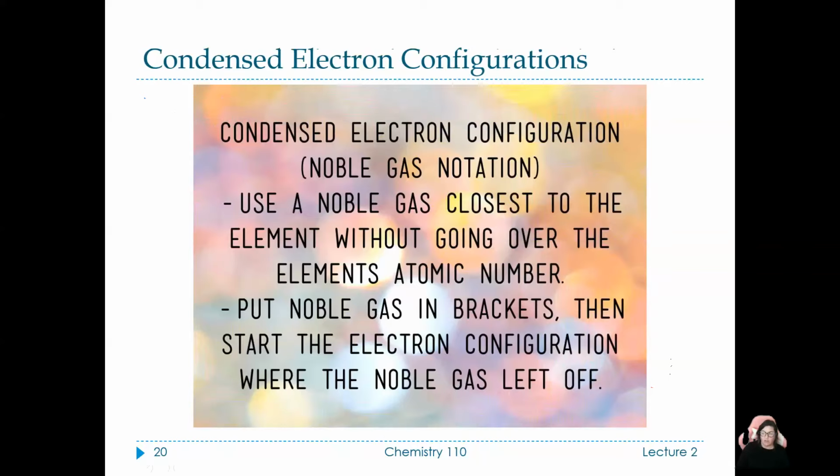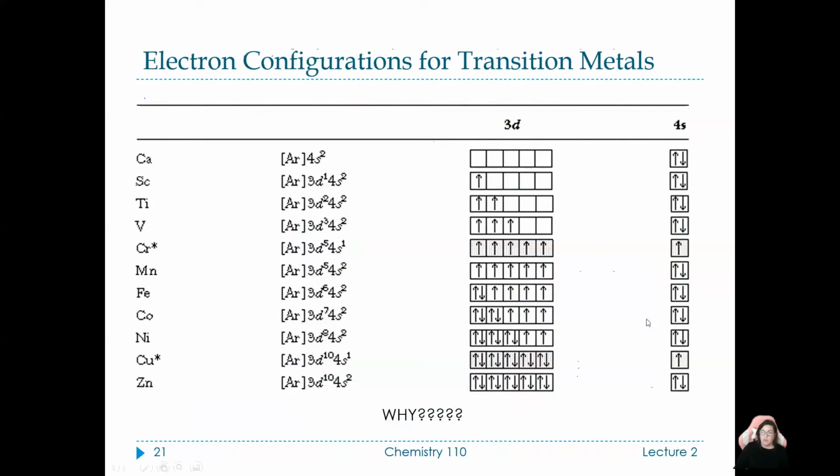Okay, awesome. What does that mean? Well, if we talk about calcium, calcium is in that fourth row, and its number is 20. So the nearest noble gas, the one before that, is argon. So we see we have the argon in brackets, and then we have 4s2. So nothing in the 3d, just 4s2.